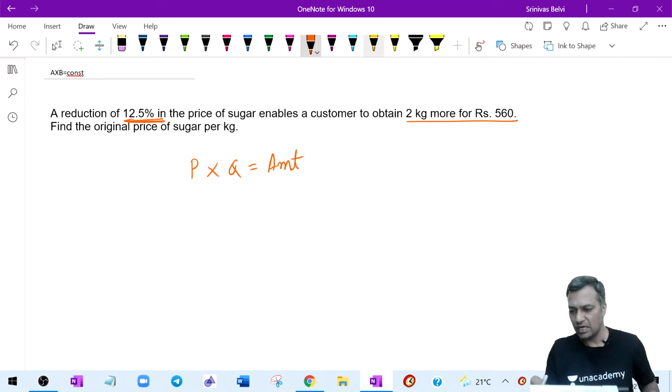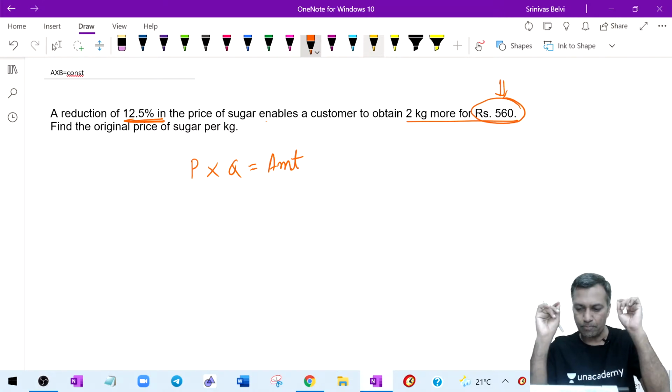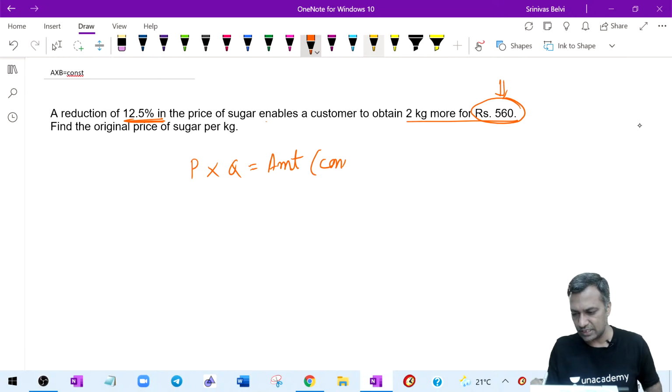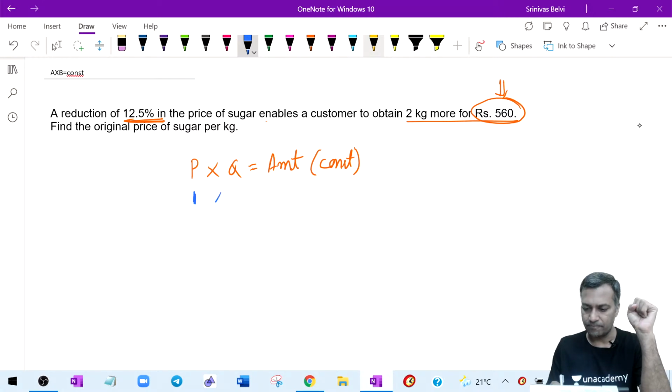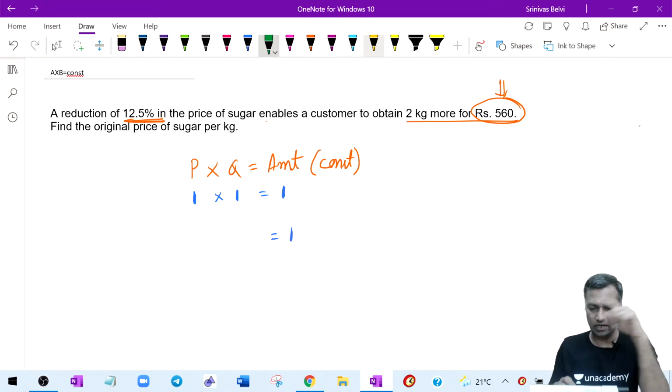How do you know? Because it enables a customer to obtain so much more for 560, which means this is the budgeted amount. His budget is constant. How will the budget be constant? Initially, let us assume the initial price was 1. Quantity was also 1. Therefore, amount was also 1. Now I'll write the revised values. Here also the amount should be 1. How is it possible?